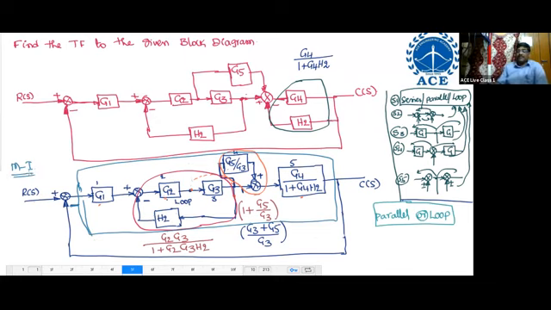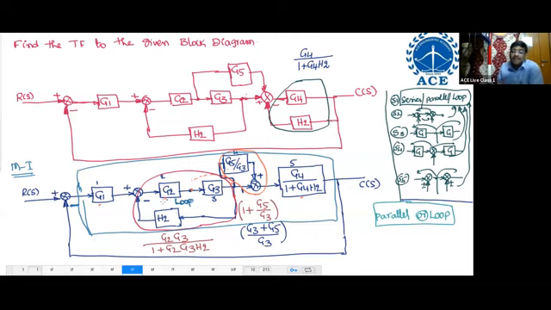What is method 1? By making the blocks a loop combination. We make G2, G3, H2 as a loop. To make G2, G3, H2 as a loop, we adjusted the remaining things. We adjusted the takeoff point.